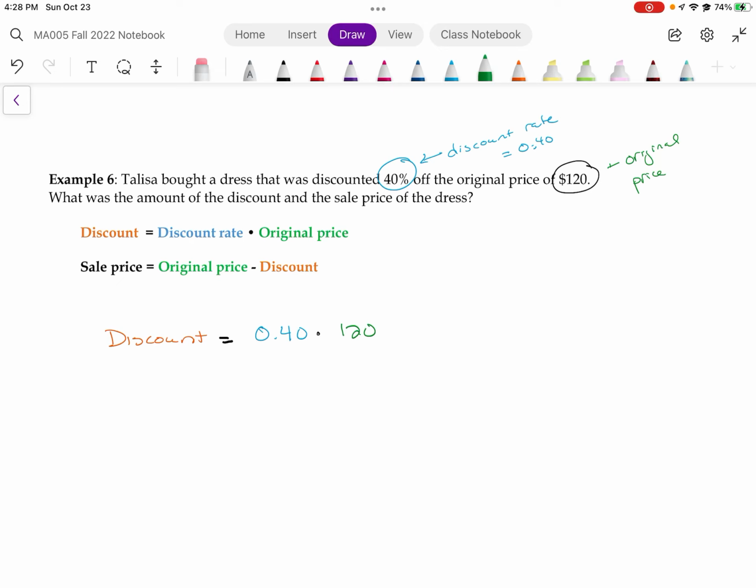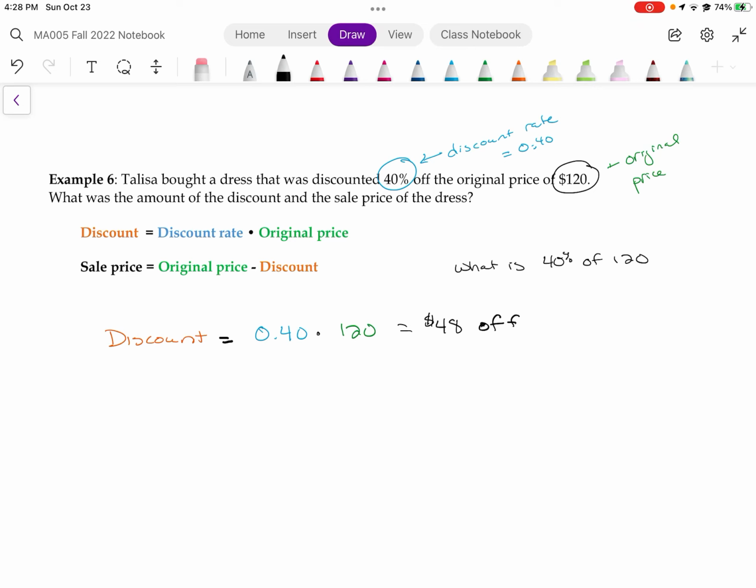So the discount is, if we were just making a sentence, what is 40% of 120? That's going to be our discount. All right, so that is going to be 0.4 times 120 is $48. Well, what is $48? Is that how much it's going to cost? No, because it says 40% off. So $48 off, that is the discount.